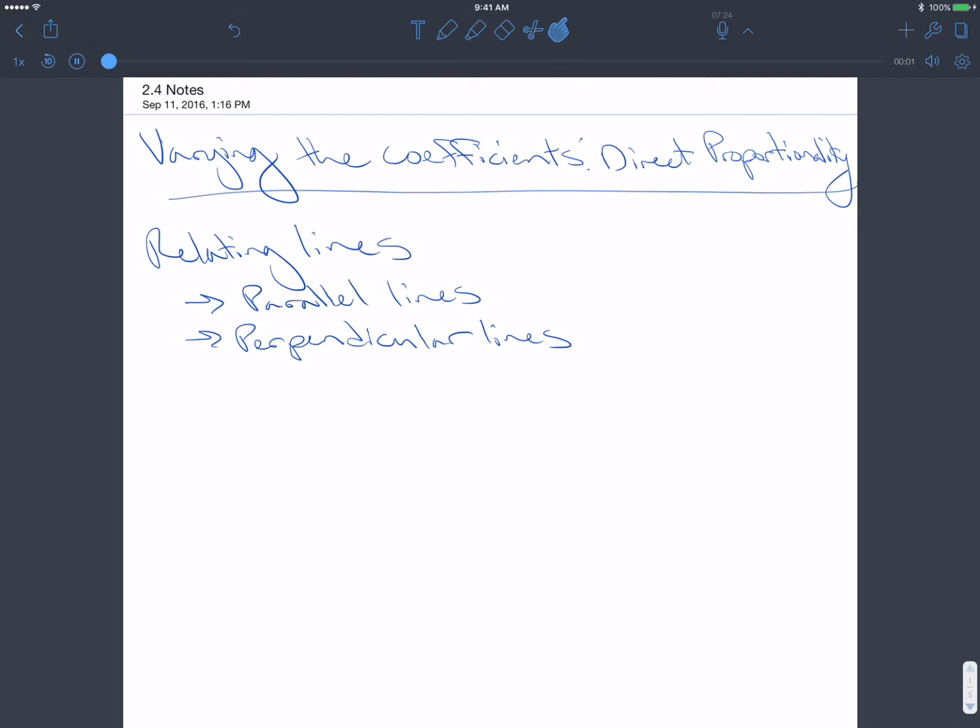Section 2.4 is more lines. Specifically, we're going to talk about relating lines and direct proportionality. So we'll talk about parallel lines and perpendicular lines primarily. First, of course, is parallel lines.